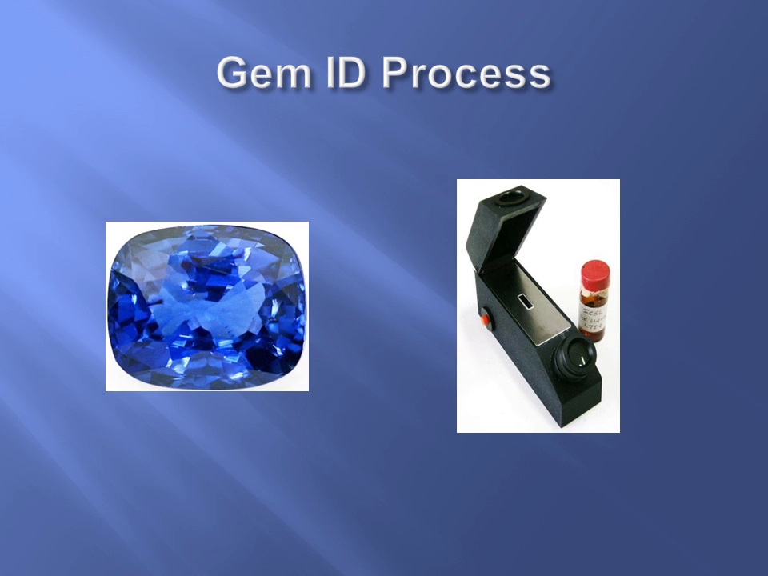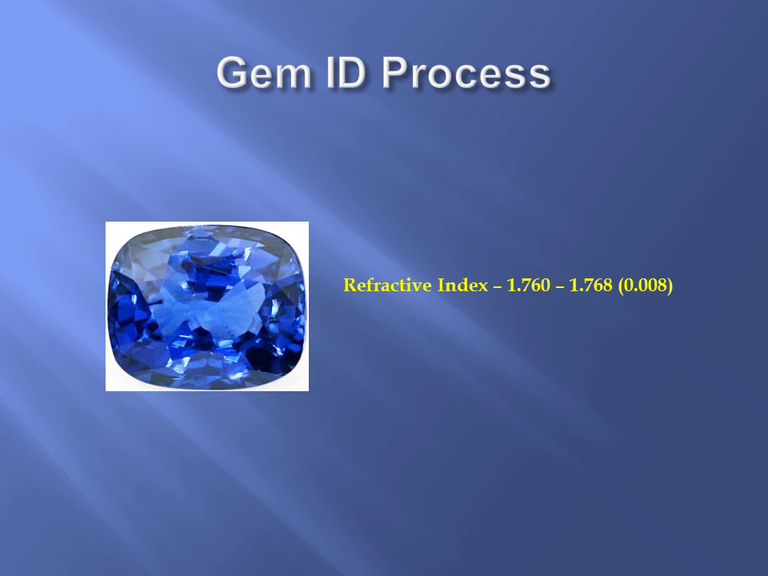The first thing we do is place the stone on a refractometer in order to read its optical properties. In this case, we have a refractive index reading of 1.760 to 1.768. This confirms that this particular stone is a sapphire. We still do not know whether it is natural or synthetic.